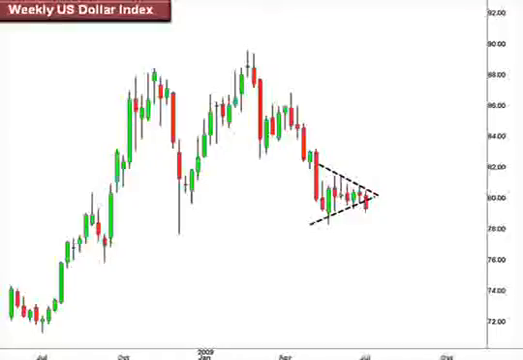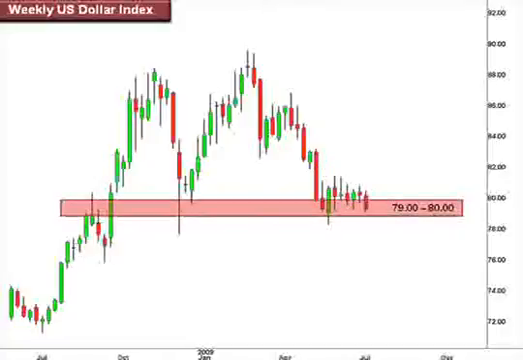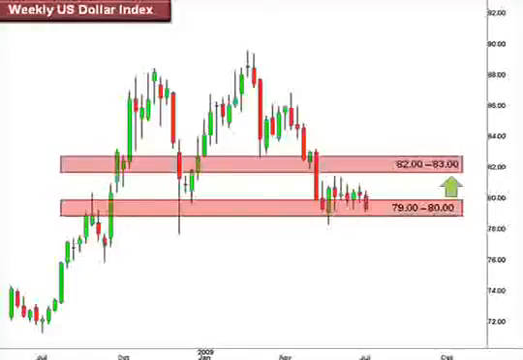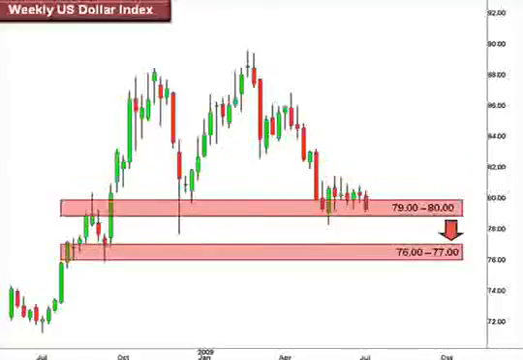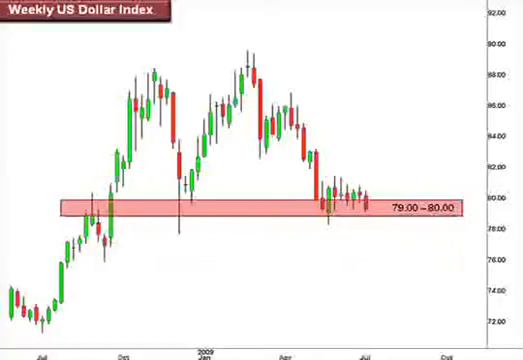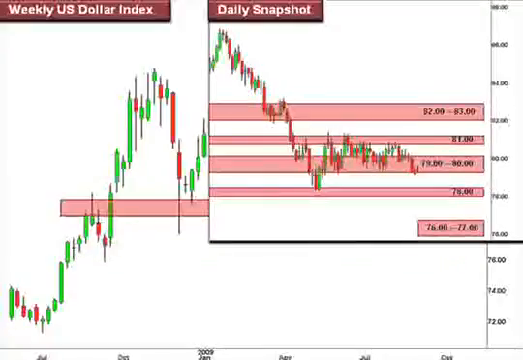Now, although momentum supports a continuation to the downside, the index still remains within the 79.80 focal zone. With support here, we can't rule out the possibility of a bounce, taking the index into the 82-83 range. If support does not hold here, a move lower into the 76-77 box is a high probability. As we can see here with our daily snapshot, all of our major focal zones near term still remain intact.